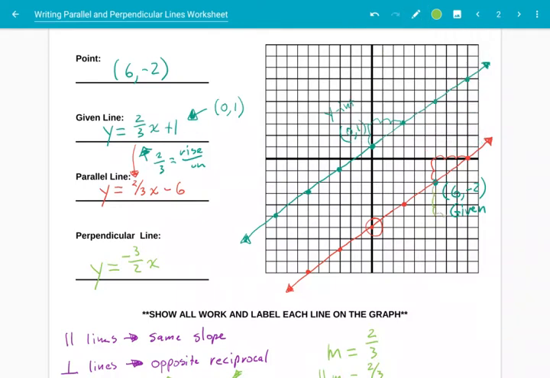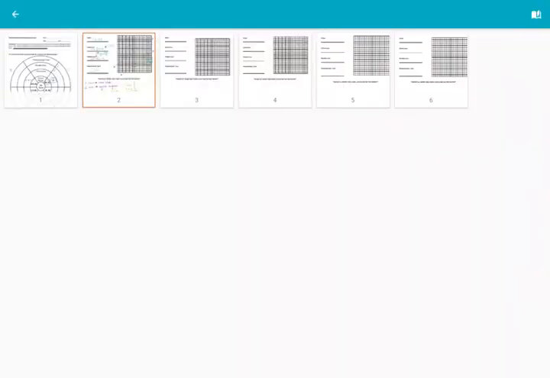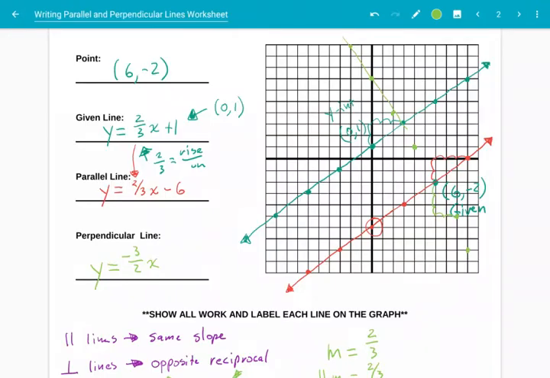Down 3 and over 2. So there it is. Down 3 over 2. Then up 3 and backwards 2, up 3 and backwards 2, up 3 and backwards 2. There we go. This line is perpendicular.